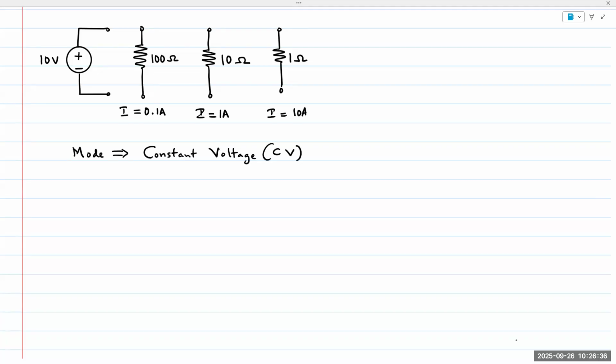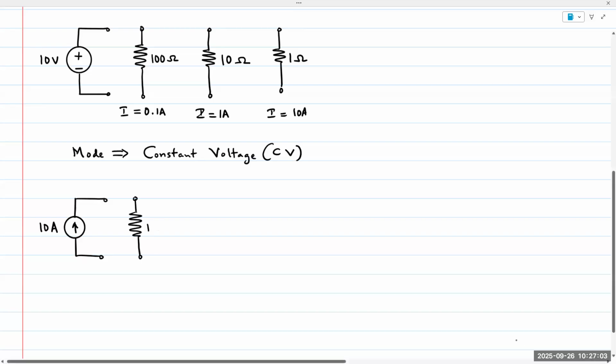And the same thing happens when it's a current source. So let's say you have a current source, and that current source is rated to supply, let's say 10 amps, just for the sake of it. And now you have a resistor that is, let's say, 1 ohm. So what is my V? V equals IR, so 10 times 1. I get 10 volts across that load or across the output of the current source.